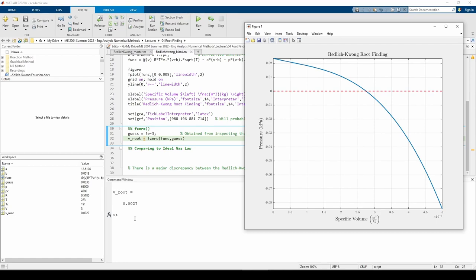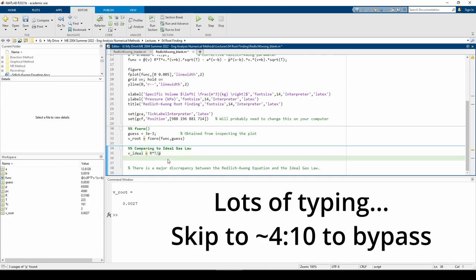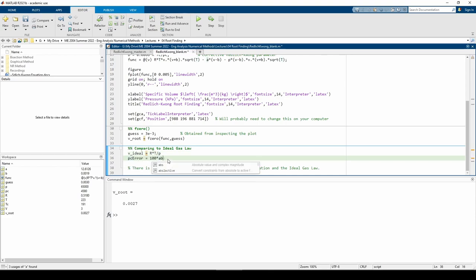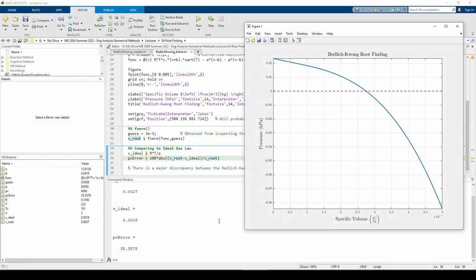The ideal gas law states that PV equals RT, so all we have to do is solve for V algebraically. Thankfully, this doesn't require a root finding method. I calculated the percent error relative to the root value returned by fzero. The percent error is a staggering 35%.